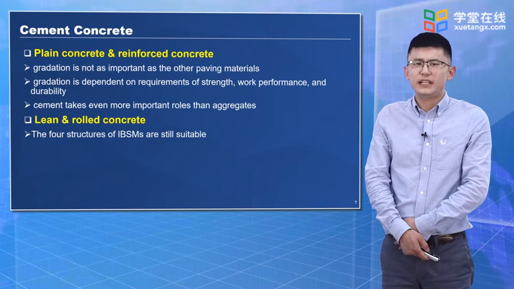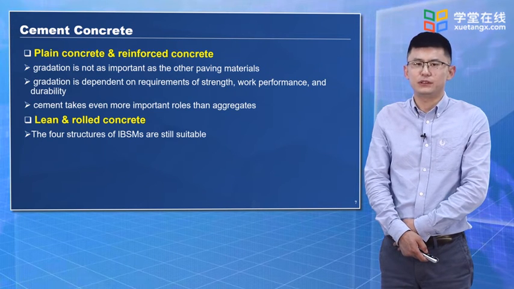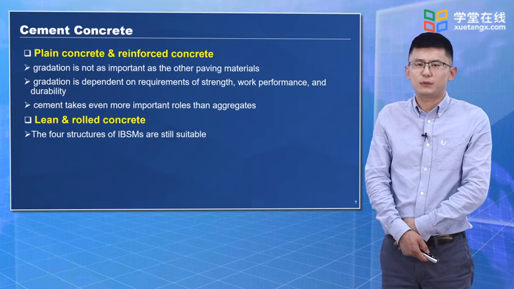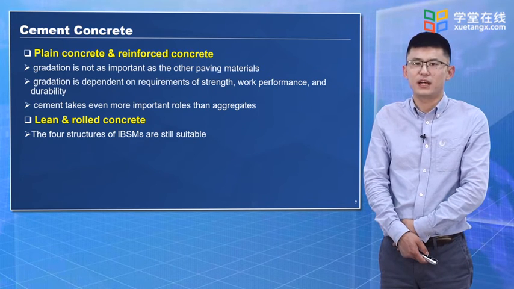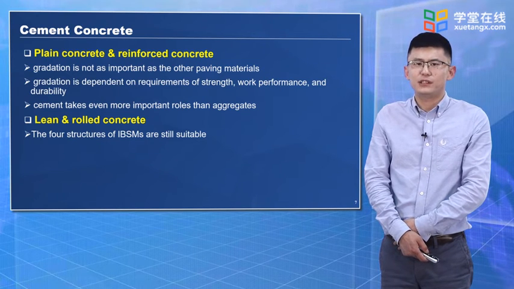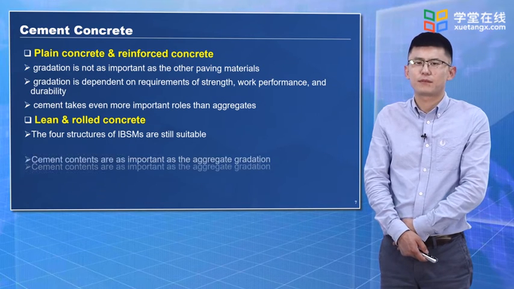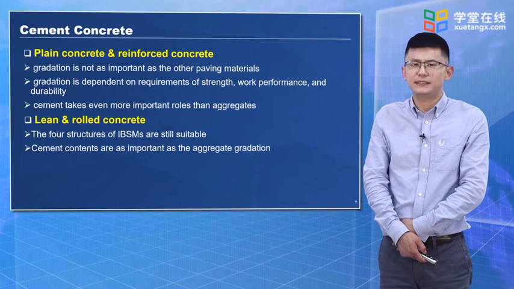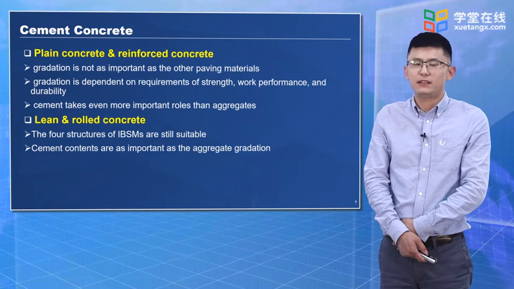We know that the lean and rolled concrete also adds some cement to the unbounded granular materials. So the structural properties of the lean and rolled concrete may be similar to the IBSM. Therefore, the 4 structures of the IBSM are still suitable. And the cement content is as important as the aggregate gradation. So that means we need to take care of both the aggregate gradation and the cement content.